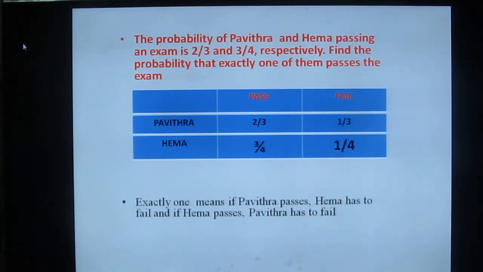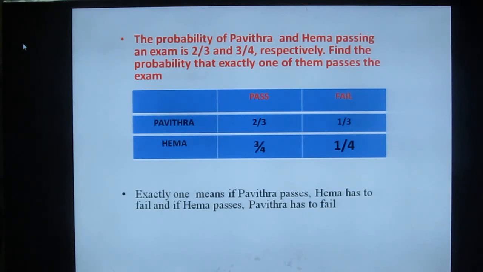Exactly one means if Pavitra passes, Hema has to fail. If Hema passes, Pavitra has to fail. A passes, B has to fail. B passes, A has to fail. So for exactly one, you take diagonally 2 by 3 into 1 by 4 plus 3 by 4 into 1 by 3, because it is diagonal. If Pavitra passes, Hema should fail. If Hema passes, Pavitra should fail. So the final answer will be 5 by 12.